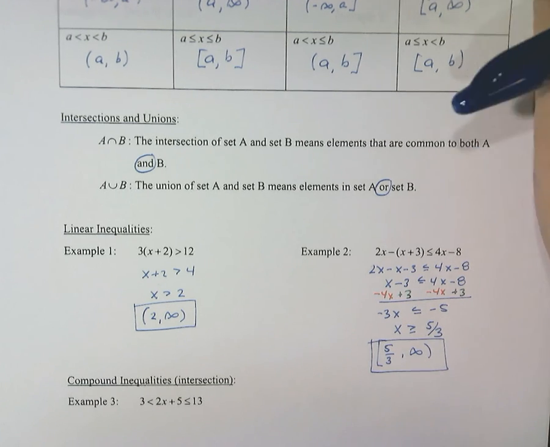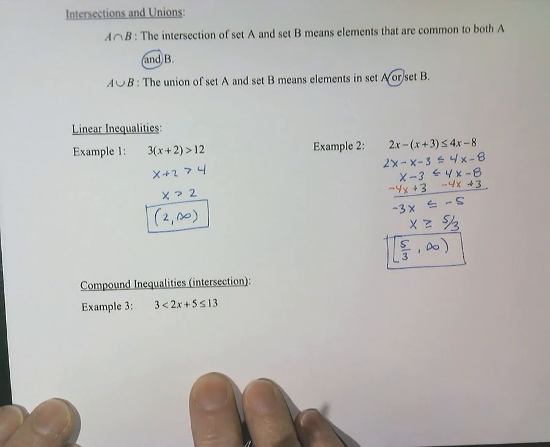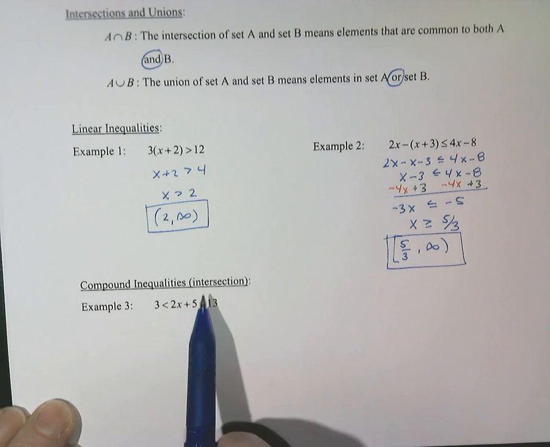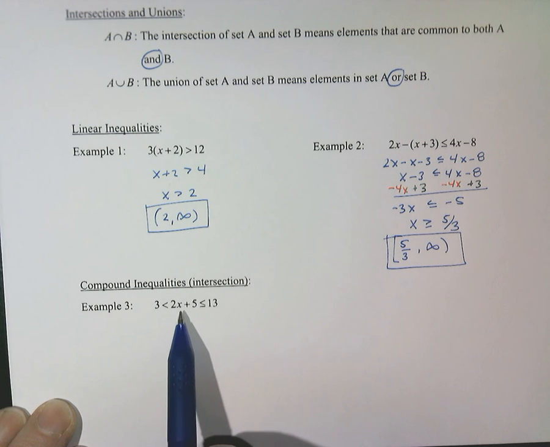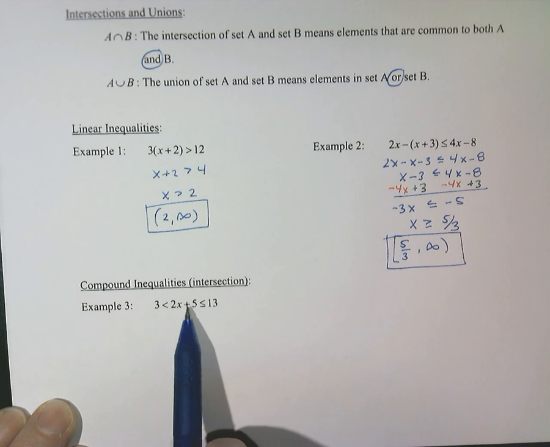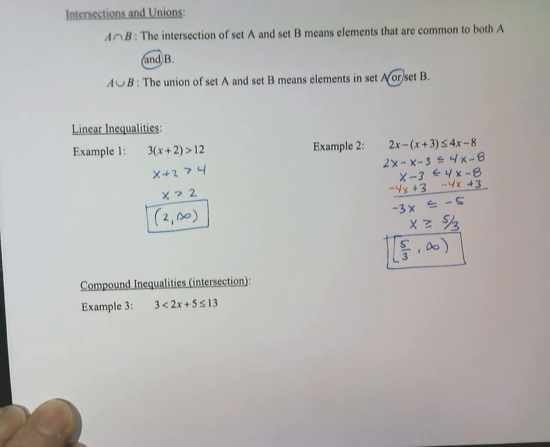The other type of inequality that we do, that you would have done in Algebra 2 as well, is a compound inequality. A compound inequality is an intersection. It can be written like this, where you have 2x plus 5, the variable's in the middle, and it's sandwiched between a number on the left and a number on the right.